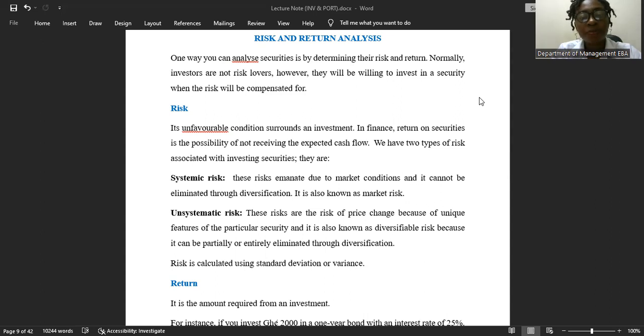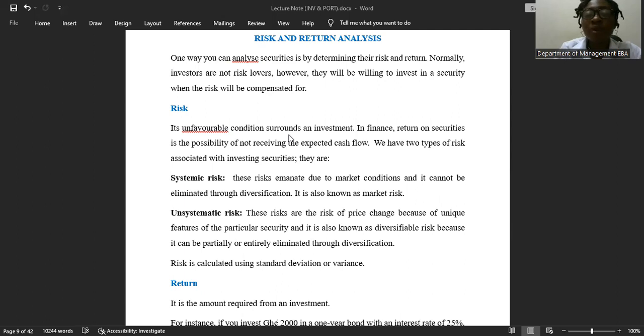I've said that we are surrounded by risk. For every investment you make, there's a possibility of you losing your investment or even losing the returns that you are expecting to get on it.